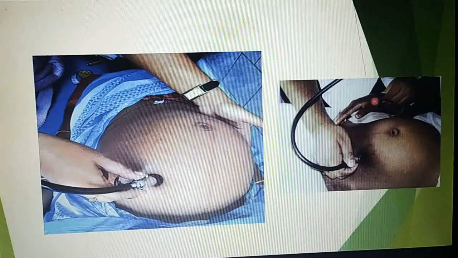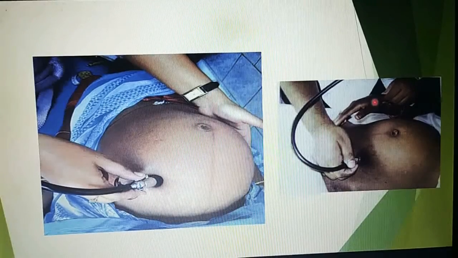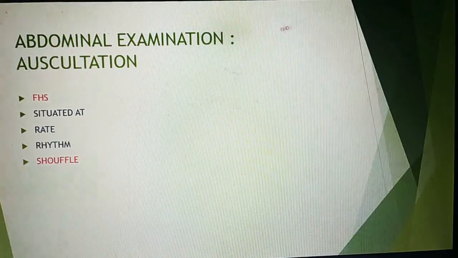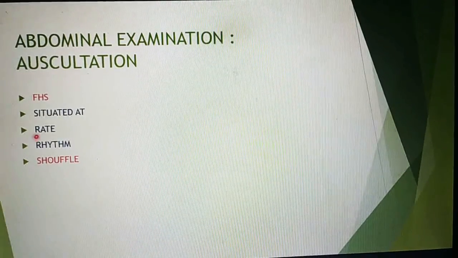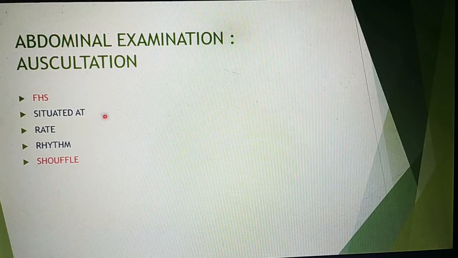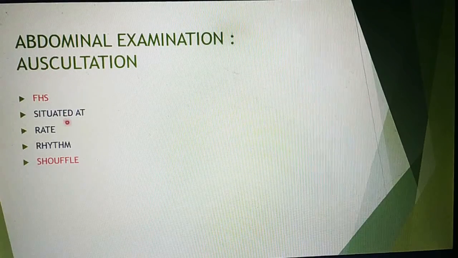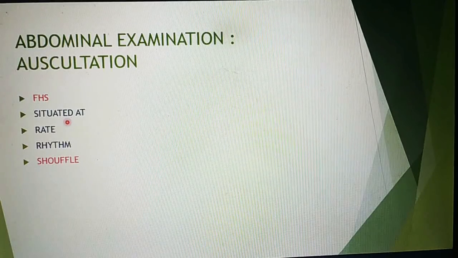Now keep your eyes over the wristwatch and count for 1 minute. So note down whether this FHS is regular or not, rate of the FHS, beats per minute, rhythm, regular or not, and situation, at what level maximum intensity of FHS is located. Then you should also auscultate for uterine souffle. So this is all about auscultation.